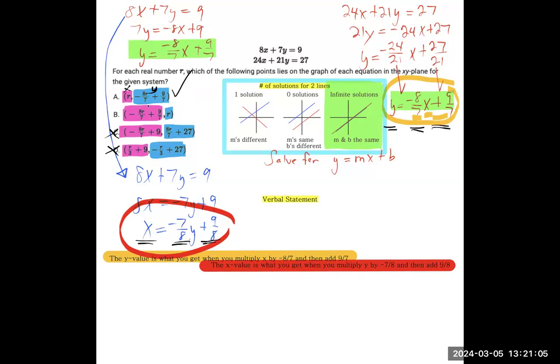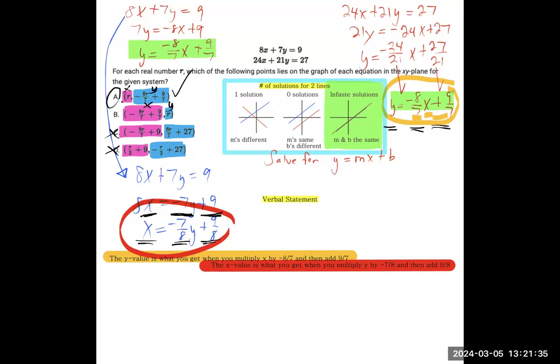Answer choice B is saying that the x value is what you get when you take the y value, r, and multiply it by -8/7 and add 9/7. Is that what it says right here? The x value is what you get when you take the y value, and B says you multiply by -8/7, but we see -7/8. And then we should be adding 9/7, but here we see 9/8. So the X statement didn't work out, but the Y one did.